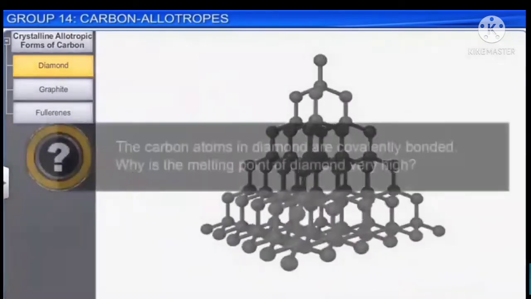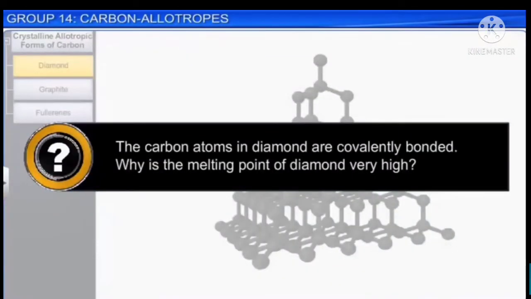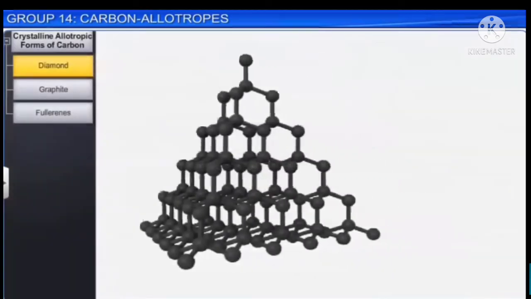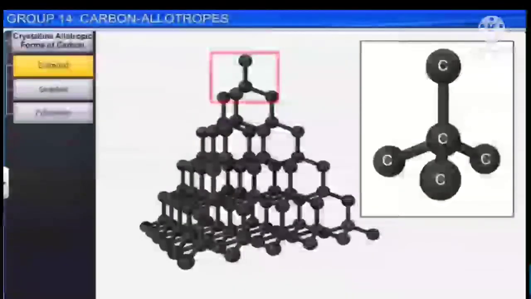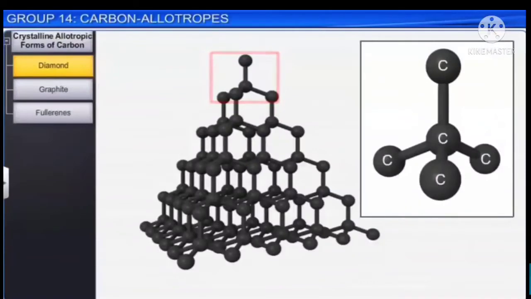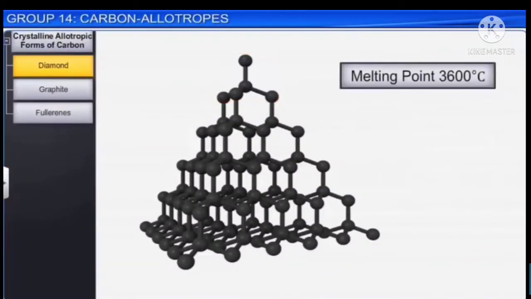Try to answer this question yourself before proceeding. The carbon atoms in diamond are covalently bonded. Why is the melting point of diamond very high? Recall that each carbon in diamond is attached to 4 other carbon atoms surrounding it. It is very difficult to break up this covalent network as it is very rigid, and hence diamond melts at an extremely high temperature.